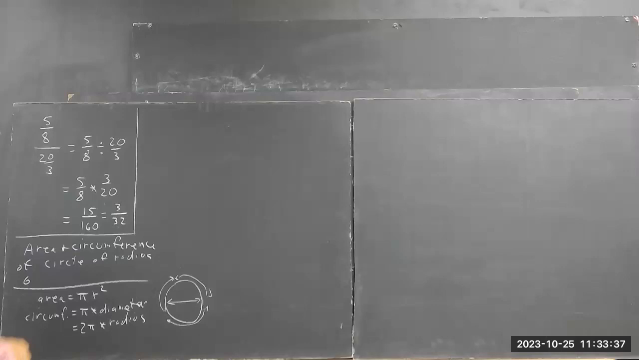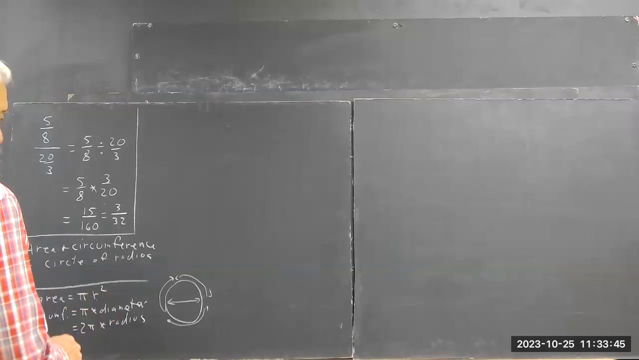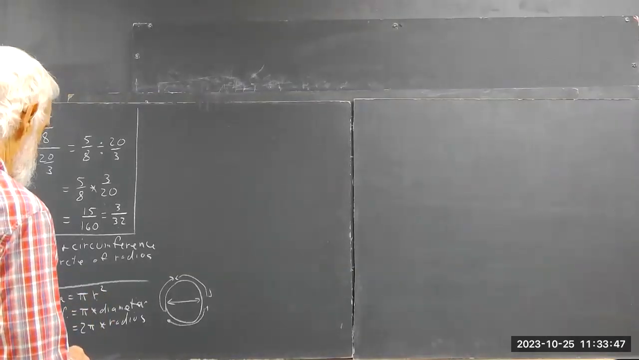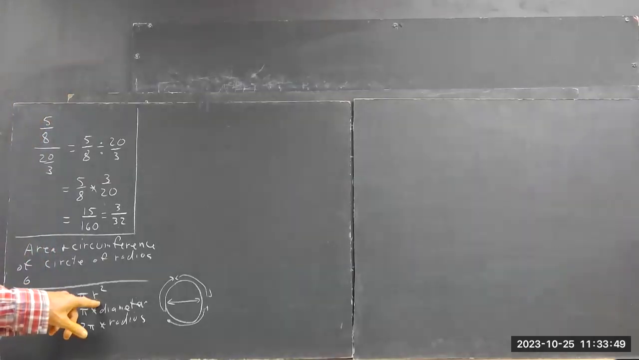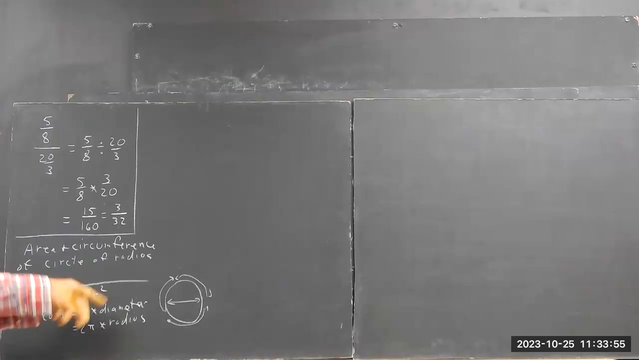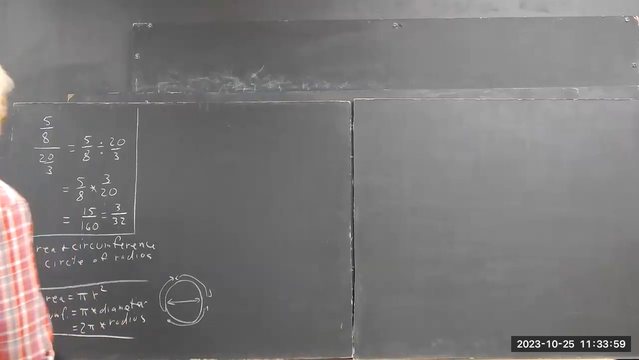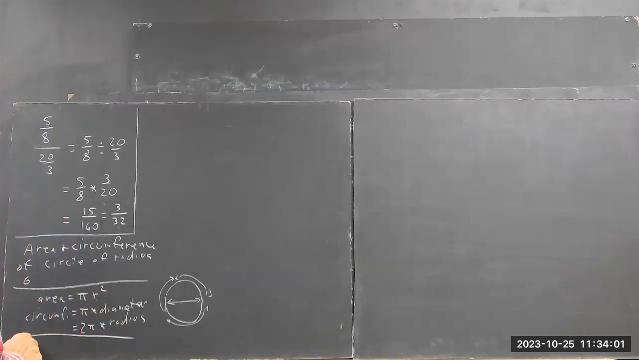What you then do, you try to find the area and circumference. If the radius is 6, you put 6 in here. So area is pi times 6 squared. 6 squared is 36, so it's 36 pi. So do that maybe.